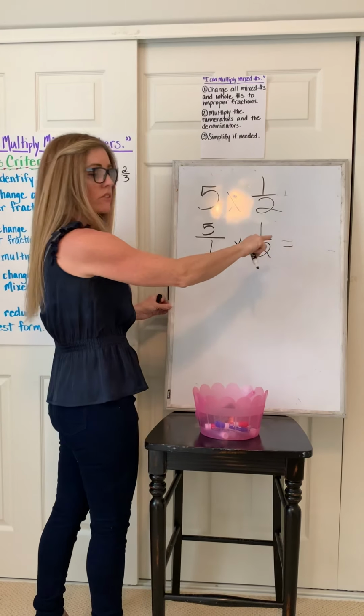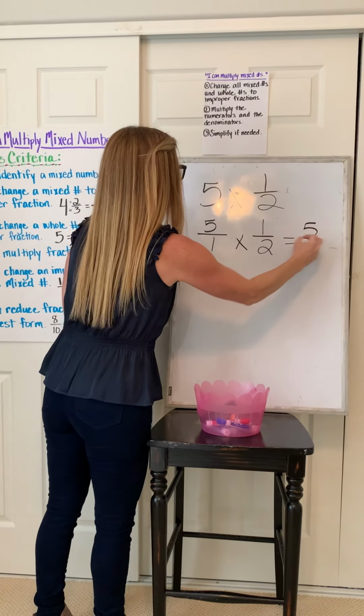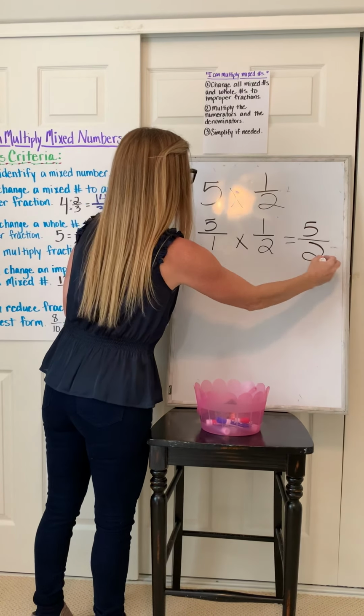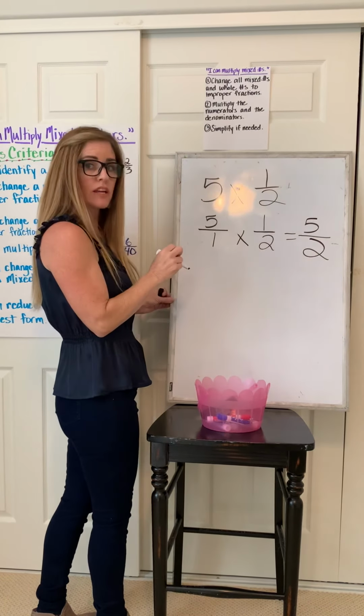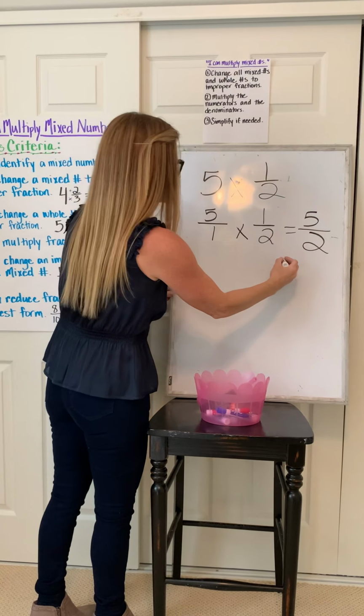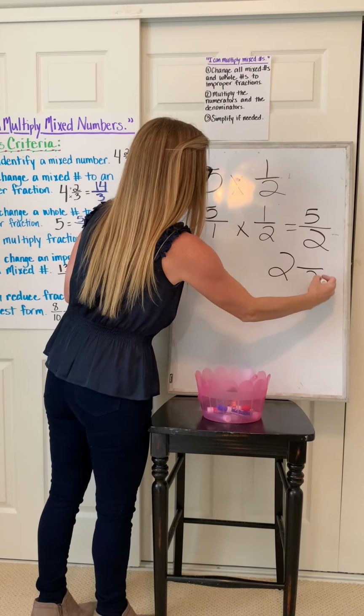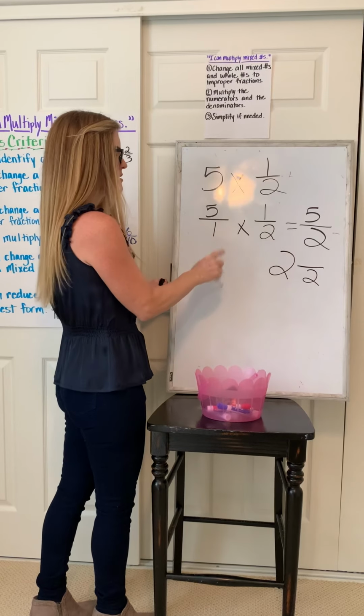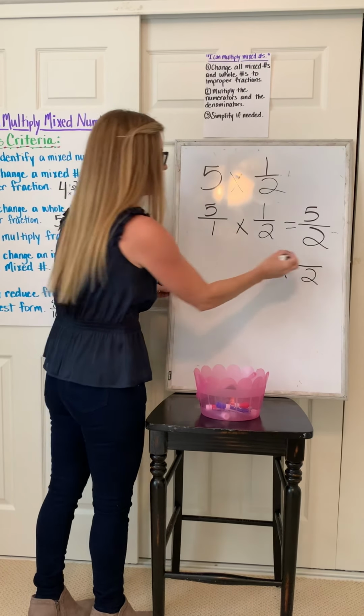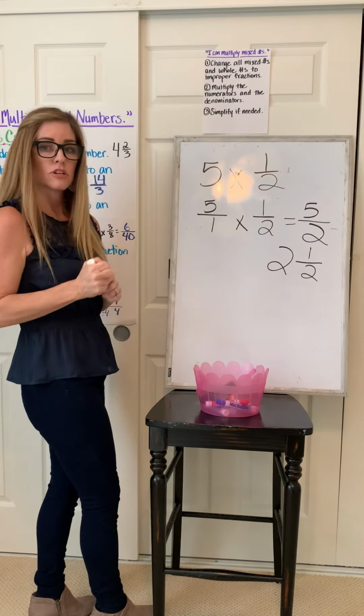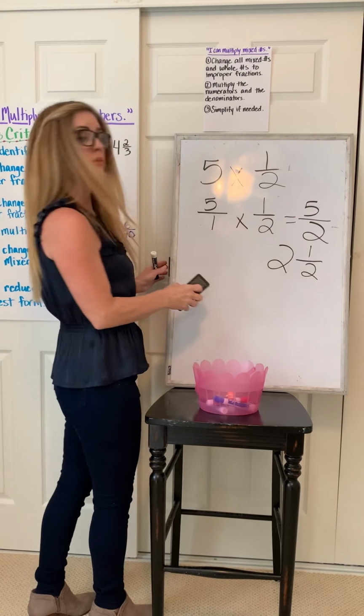I multiply straight across. 5 times 1, 1 times 2. I know this means 5 divided by 2. 2 would go into 5 2 whole times. I do know there's some leftover coming because 2 times 2 is 4. I'd still have 1 left over. So my final answer would be 2 and 1/2. We'll still do some more.